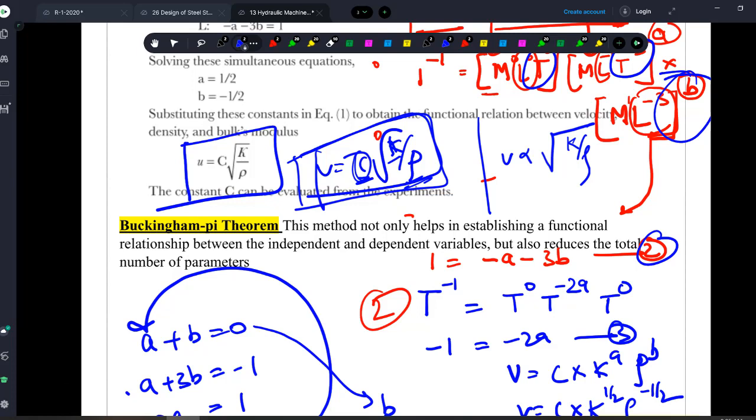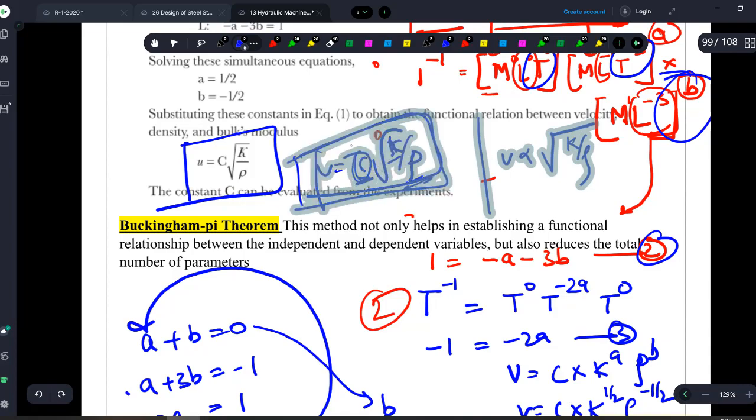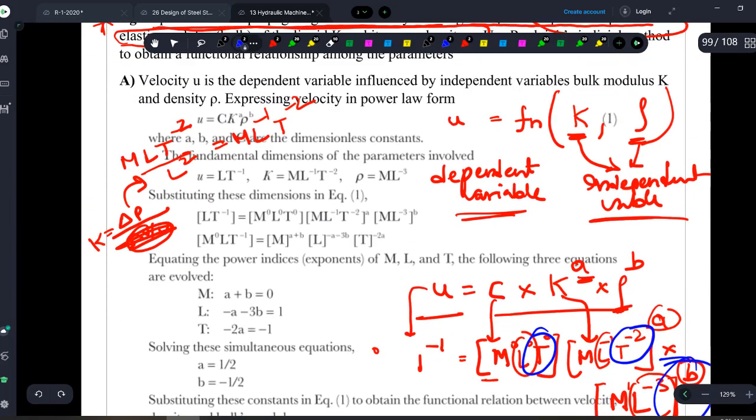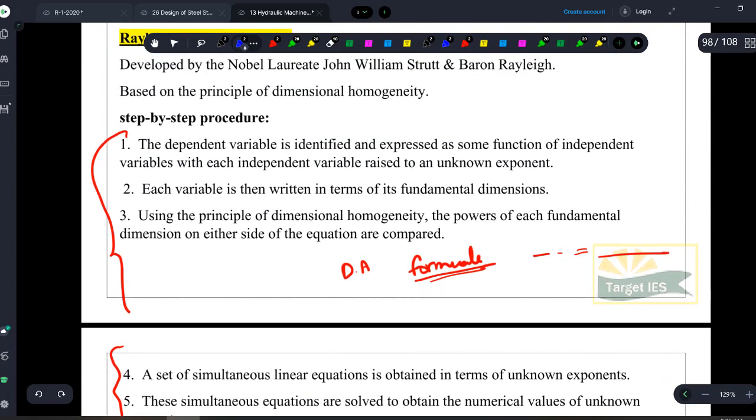So this concludes your Rayleigh's indicial method. Once we will see the theory also, so that you will not face any problem, because in state PSUs, a one-liner theory question will come. So let us see this.